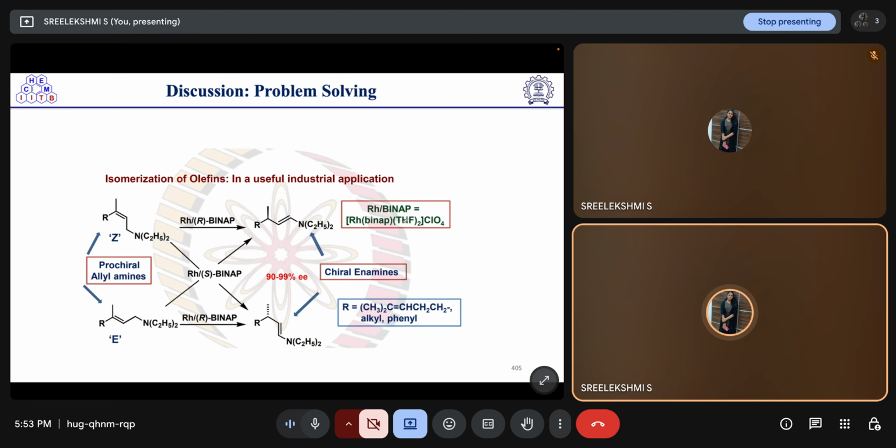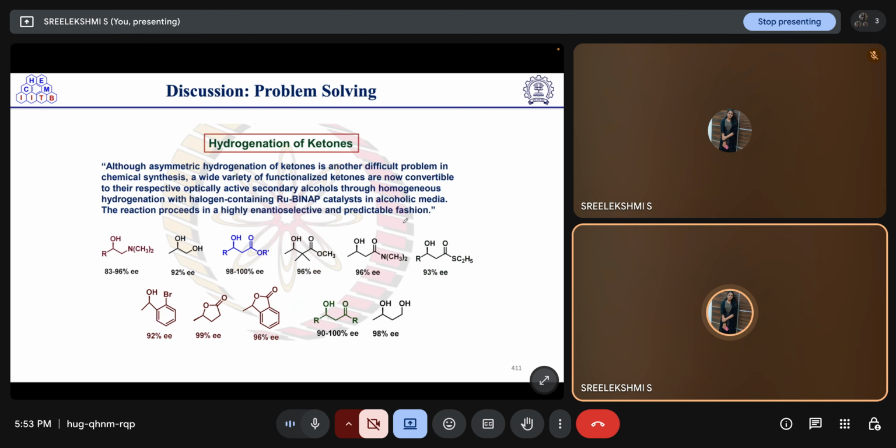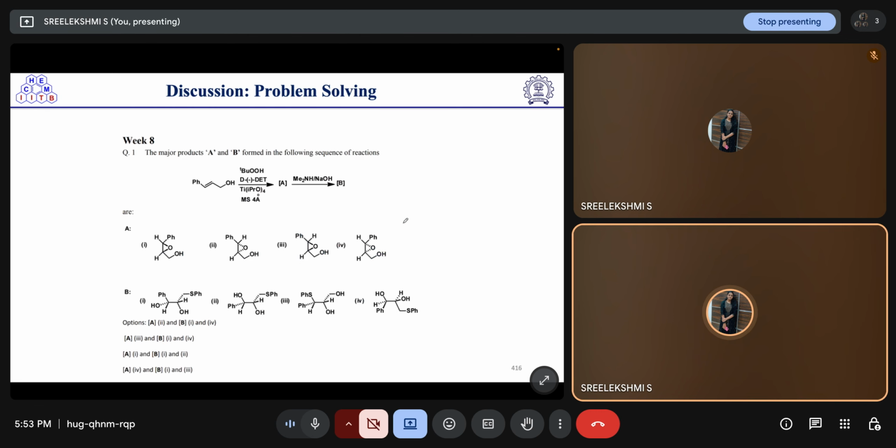So now we will move ahead with the hydrogenation of ketone. Now we will go ahead with the assignment questions. The first question was: the major products A and B formed in the following sequence of reactions. This particular compound, upon treatment with tertiary butyl hydroperoxide, D-minus DET, titanium tetraisopropoxide, and molecular sieves 4 angstrom, will give A, which upon treatment with dimethylamine and sodium hydroxide will give this B. So which is the corresponding A and B?